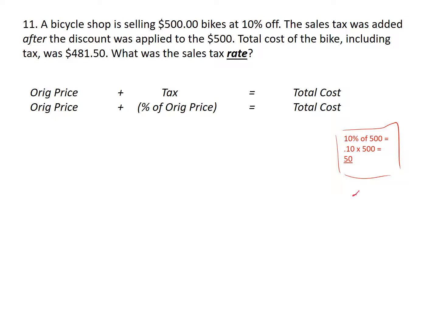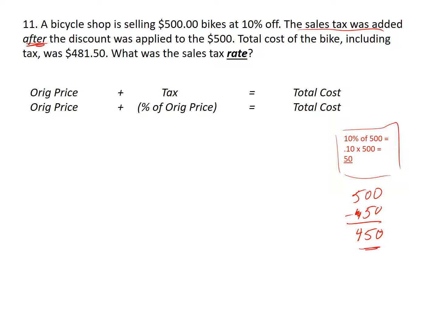So if we start with the original 500 and subtract that $50, we end up with the price of the bike being $450. So that's what we're going to use as the original price, because again it says the sales tax was added after the discount was applied. So this is now our original price.